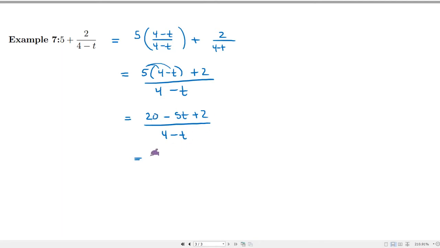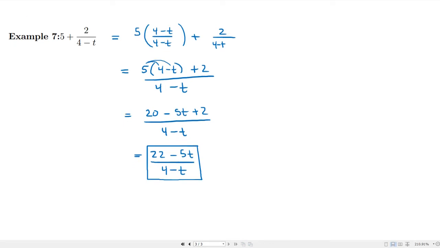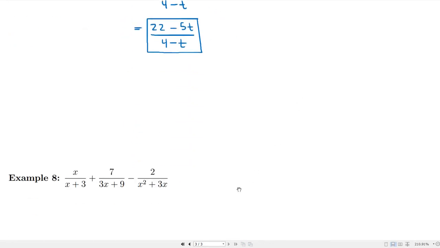So this will be 22 minus 5t over 4 minus t. No common factor amongst those two, so no reduction, it looks like, and that will be our answer. Continuing on to our next example.